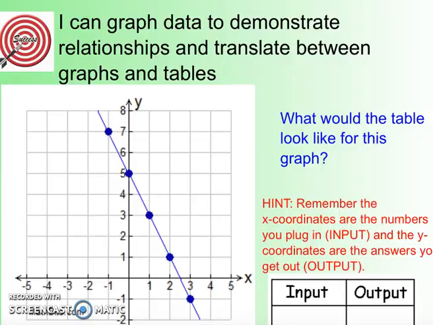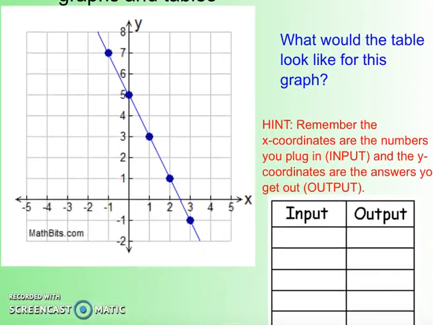It says I can graph data to demonstrate relationships and translate between graphs and tables. What would the table look like for this graph? So here's a graph, and this graph actually has a bunch of points on it. And graphs in general, any kind of line that I graph actually has an infinite number of points. I can choose any point. But this graph actually has some points chosen for us.